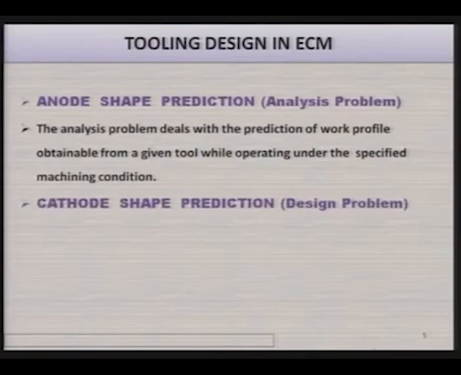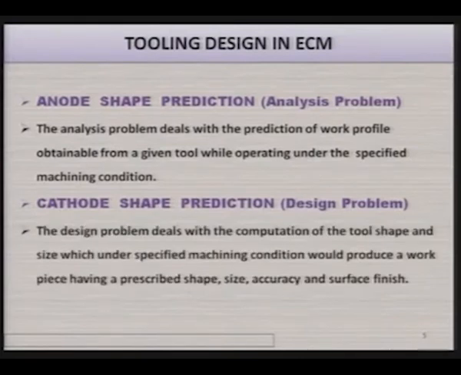On the other hand, the design problem decides or designs the cathode or the tool shape. The design problem deals with the computation of the tool shape and size which under specified machining conditions would produce a workpiece having a prescribed shape, size, accuracy and surface finish. Detailed discussion of tooling design in ECM is given in the paper by Jain and Rajurkar, which was published long back in the Journal of Precision Engineering.